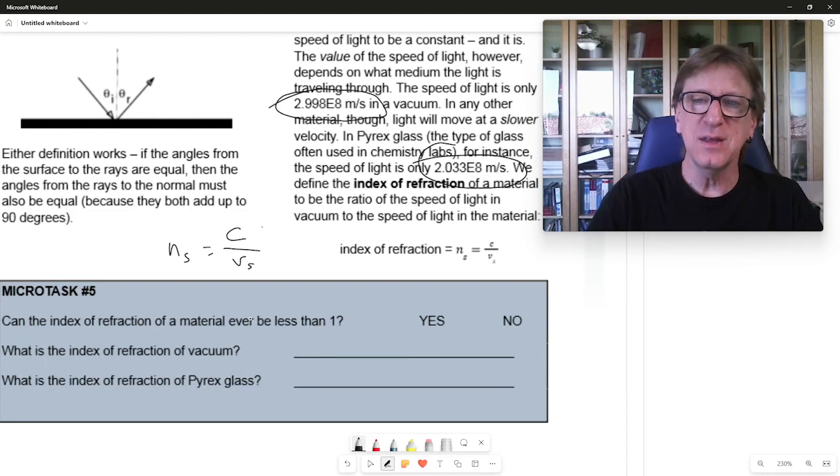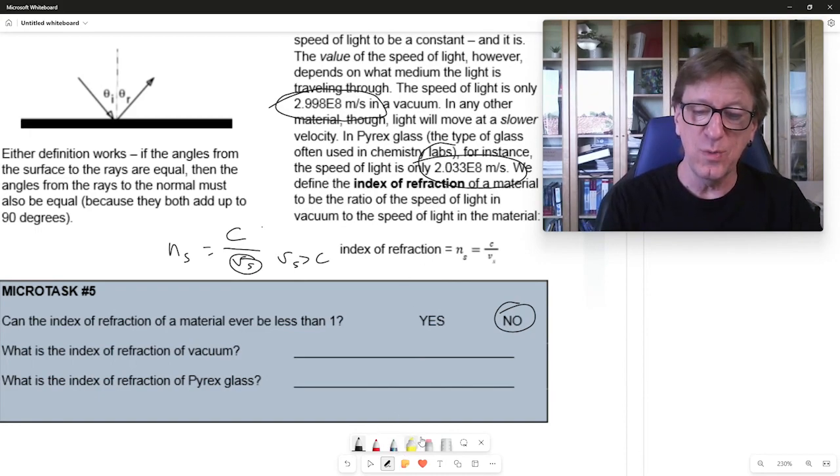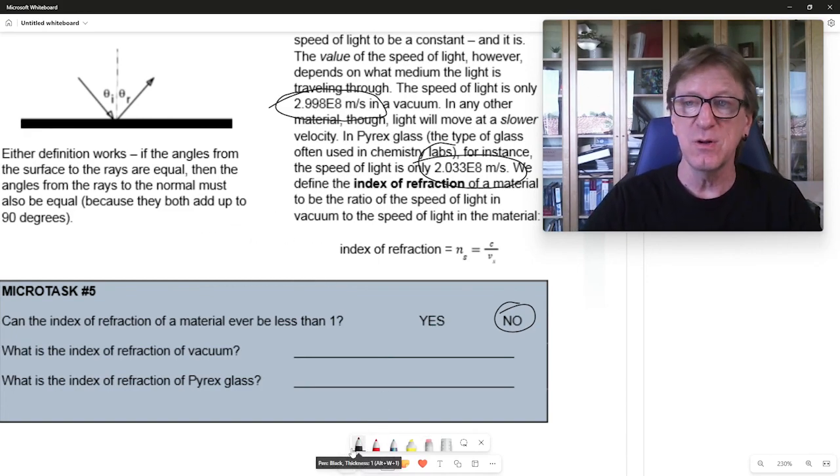What would I need in order to get an index of refraction to be less than 1? Well, the only way to get that fraction to be less than 1 would be for the speed of light in the medium to be greater than the speed of light in a vacuum. But as we said, nothing can go faster than the speed of light in a vacuum. So that is not possible. So the index of refraction must always be greater than 1. So if you're doing some of these problems and you get an index of refraction that's less than 1, or you get one that's negative, you've got a problem. Something's wrong with what you've worked out.